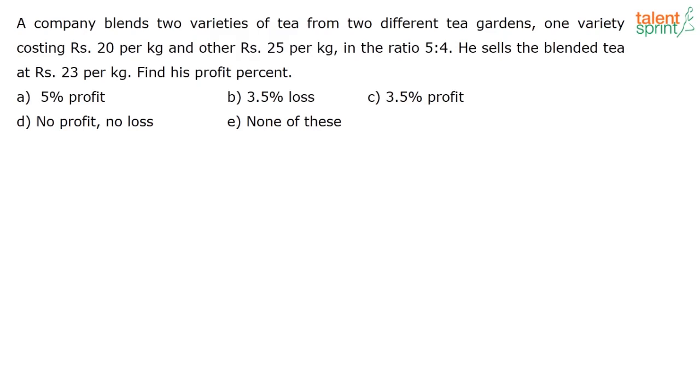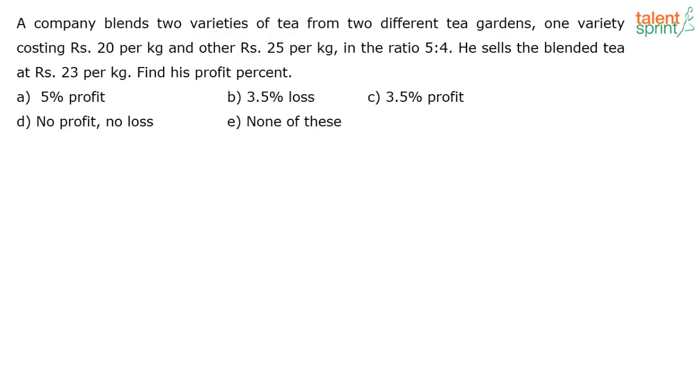See, remember, it is nothing to do with alligations, mixtures and all. Very, very basic thing. Just assume that you are buying something from the shop, two different things, mixing it together and selling. So that is the only concept that is involved in such questions. Try solving it. The question very clearly says, find the profit percentage.